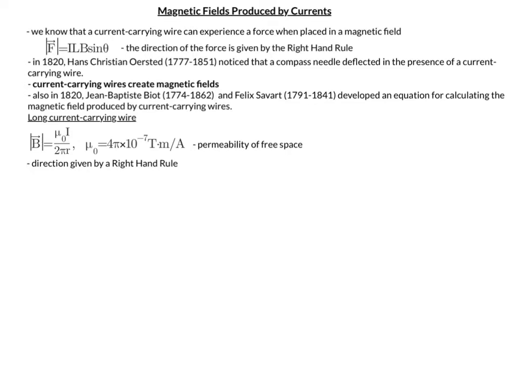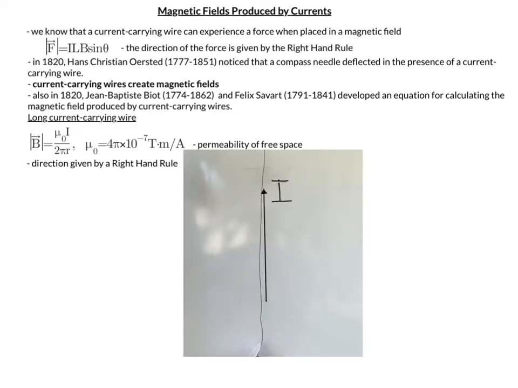It's not one that we have seen before, so let's look at it. Let's say that we have a current-carrying wire, and that's this thin wire over here. The direction of the current is up, and let's look at this little video and see how we figure out the direction of the magnetic field due to this current-carrying wire.